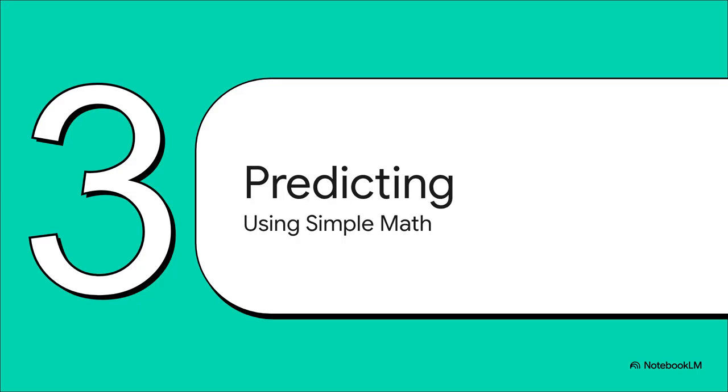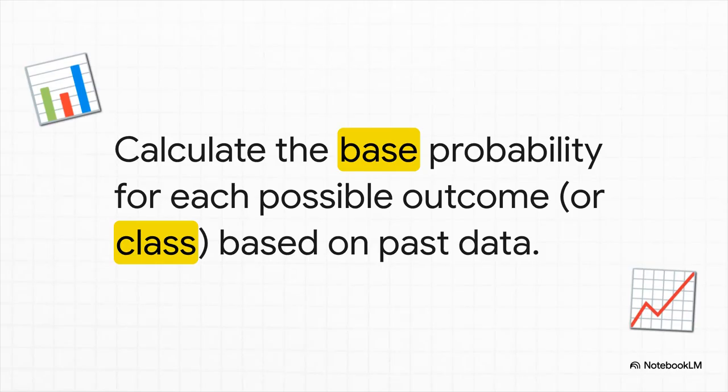Okay, theory is great, but how does this thing actually work? Let's get our hands dirty and build a prediction from the ground up. We're going to use a classic example, deciding whether or not to play golf based on the weather. Step 1. We got to start by looking at our data from the past. You can think of it like a logbook where we wrote down the weather every day and whether or not we went golfing. The very first thing we do is figure out the overall chances of each outcome.